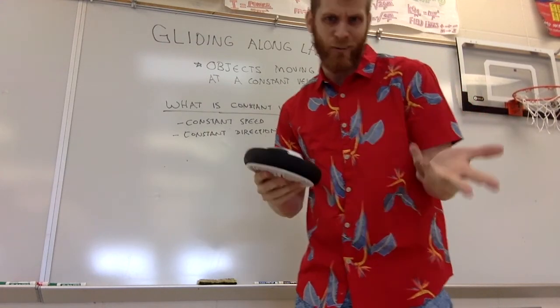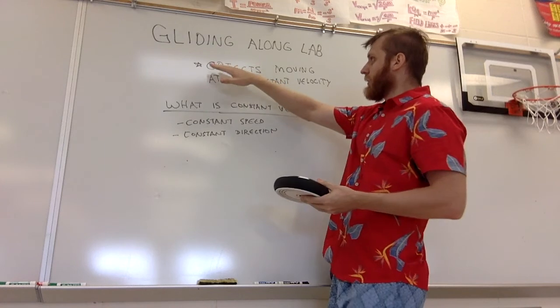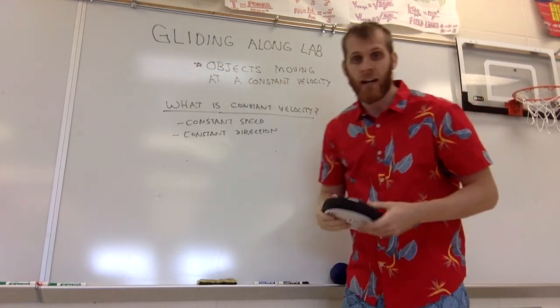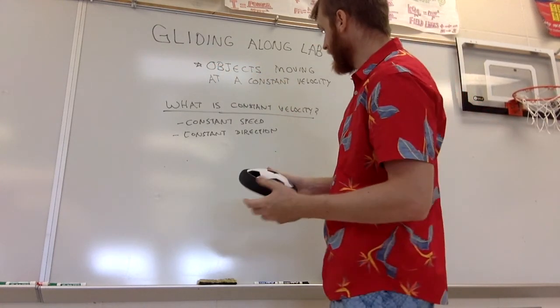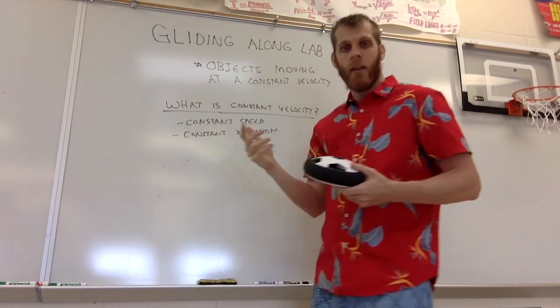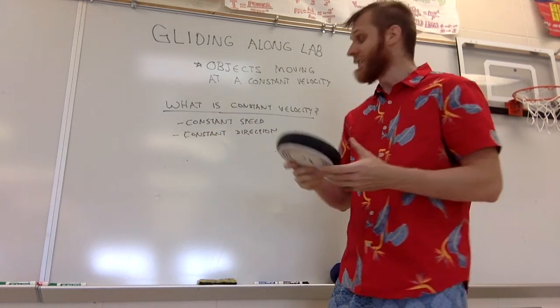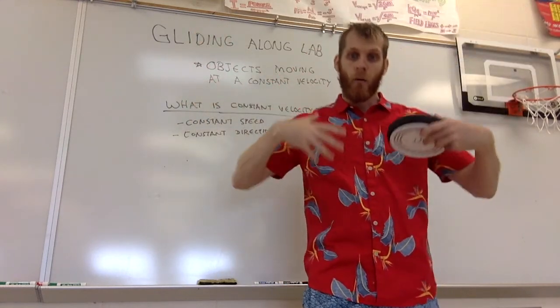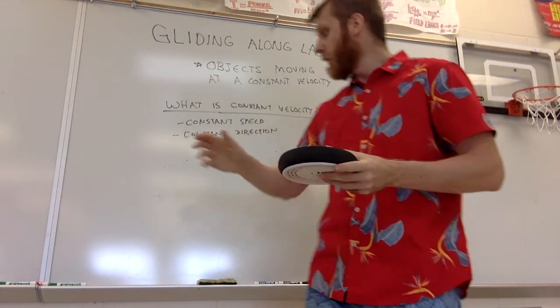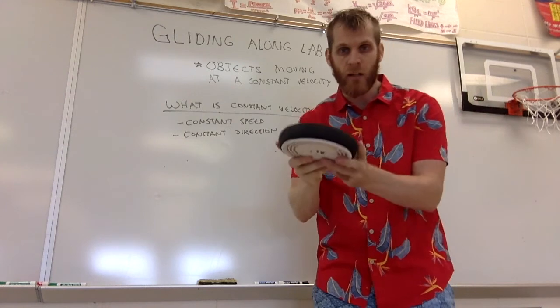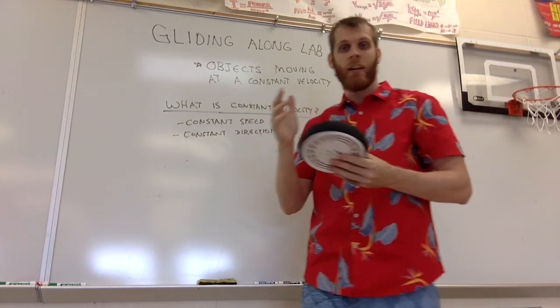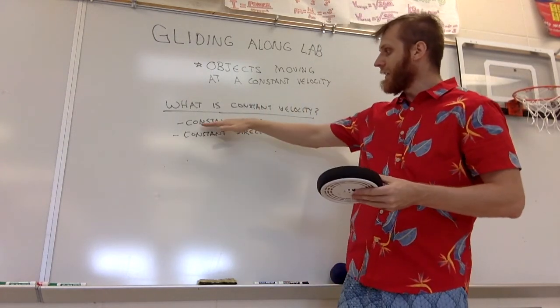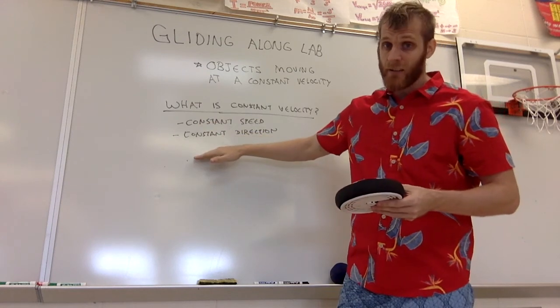I guess that's three things. All right. So anyway, we're going to talk about objects moving at a constant velocity. So what is constant velocity? Well, that means that the object's going to be moving at a constant speed, going the same pace throughout the entire motion, and going a constant direction. So it's not going to be changing direction. So in order to have constant velocity, you need to have constant speed and a constant direction.